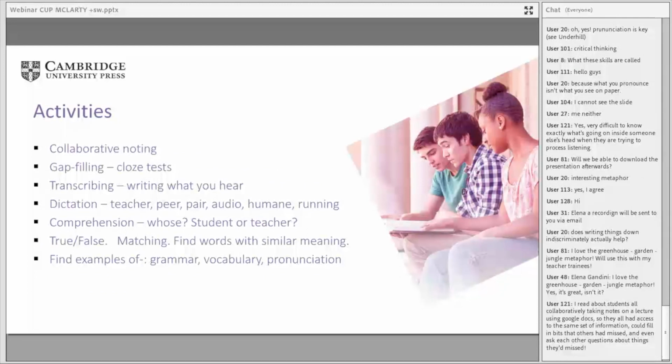The sort of activities we can use, I've touched on collaborative noting. The whole range of gap fill and cloze tests are worth using so that they feel that they're getting some sort of scaffolded support with their listening. Also just transcribing, writing down what they hear, and this can be at a sentence level or simply trying to listen to what they hear in a lecture or a conversation. Dictations, comprehension questions, true, false, etc.